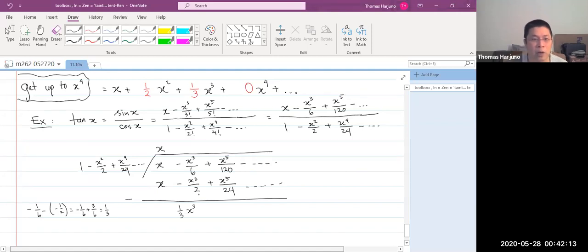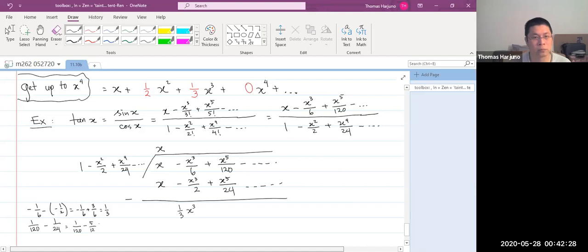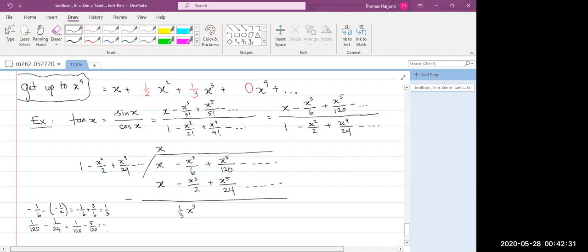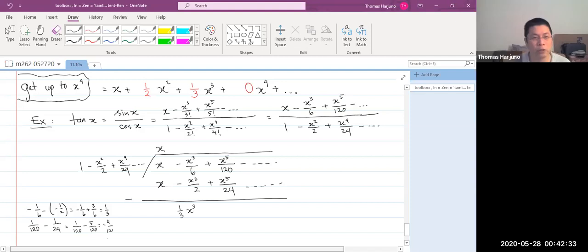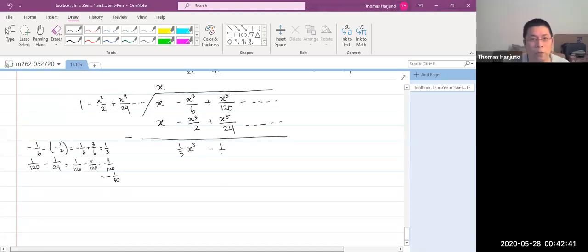Now how about this part here? 1 over 120 minus 1 over 24. I got negative 4x to the 5th over 120. So negative 4 over 120, I will reduce that to negative 1 over 30. So this is negative 1 over 30 x to the 5th. Now, of course, that's still dot, dot, dot. I plan to do only 3 terms.